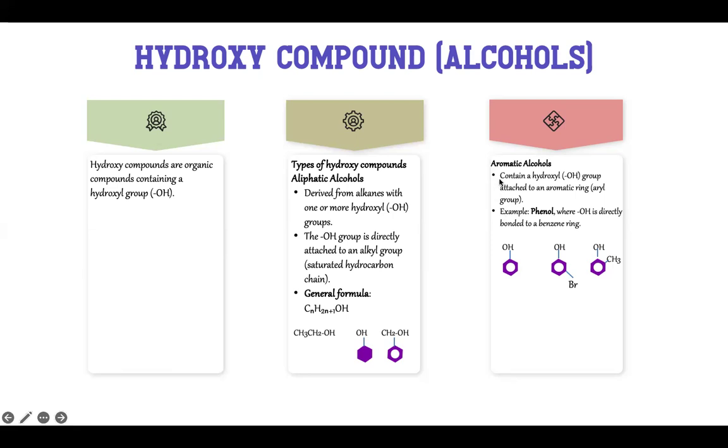Likewise, aromatic alcohol contains a hydroxyl -OH group attached to an aromatic ring, an aryl group. An example is phenol, where -OH is directly bonded to a benzene ring.